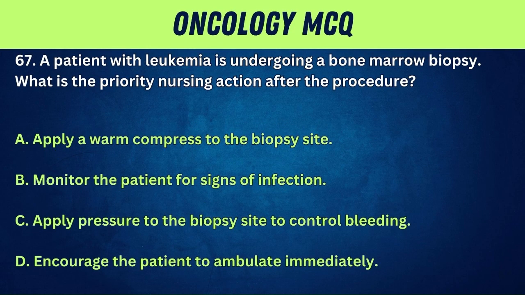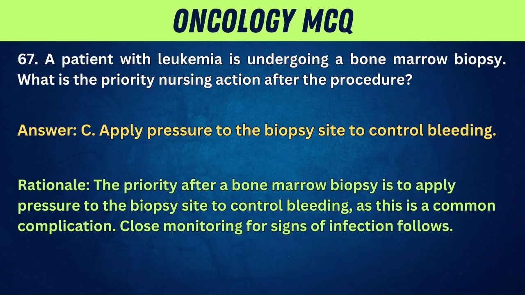67. A patient with leukemia is undergoing a bone marrow biopsy. What is the priority nursing action after the procedure? A. Apply a warm compress to the biopsy site. B. Monitor the patient for signs of infection. C. Apply pressure to the biopsy site to control bleeding. D. Encourage the patient to ambulate immediately.